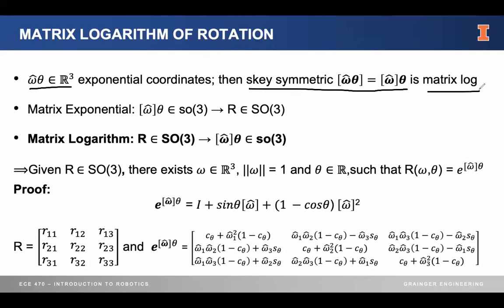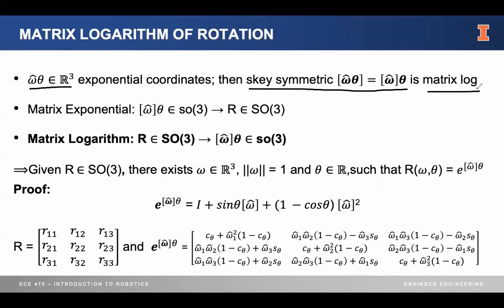Just as the matrix exponential integrates the matrix representation of an angular velocity omega hat theta belonging to small so3 for 1 second to give an orientation R belonging to capital SO3, the matrix logarithm differentiates an orientation R belonging to capital SO3 to find the matrix representation of a constant angular velocity omega hat theta belonging to small so3, which, if integrated for 1 second, rotates a frame from identity to orientation R.